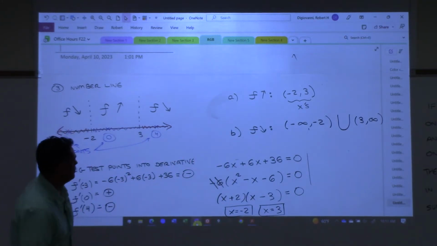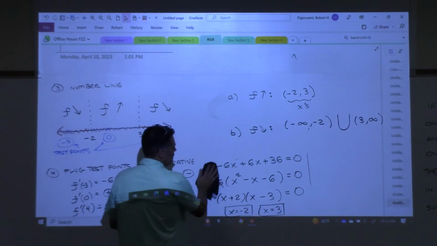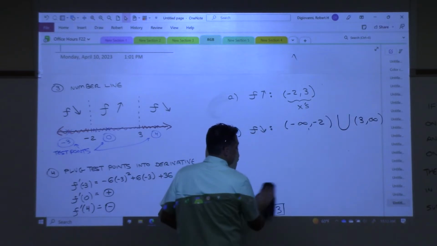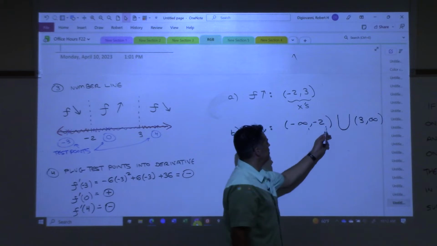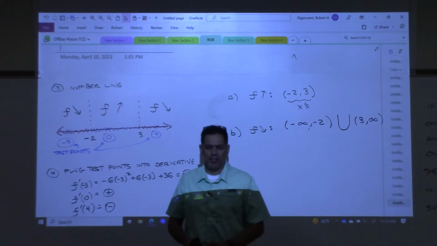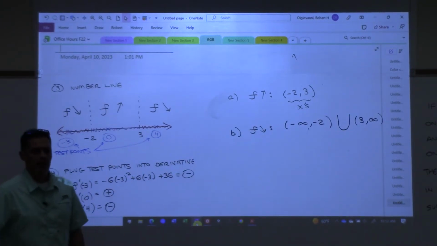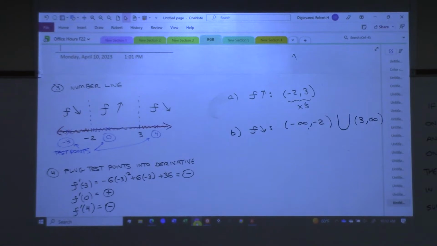Yes? Do you need to worry about brackets on the actual values like -2 and 3? Are you saying including these endpoints? No, just always don't include them. That's the safest thing. Just don't include them. It's not wrong if you don't include them. The book might put a bracket there. Yeah, let's not get into it.